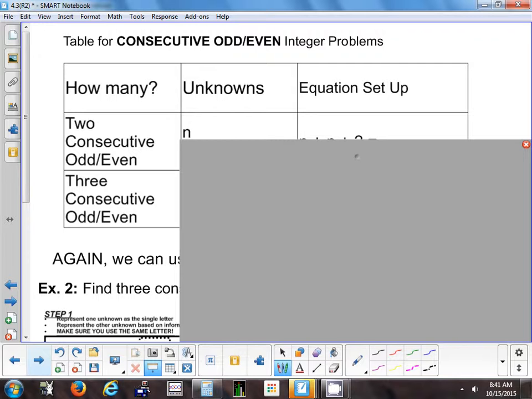Like Mr. Hager showed on that number line, he went from 2 to 4. How many did he add? 2. So how would you show that as an unknown? The first one's n. What would the next one be? How many are you adding? 2, right? N plus 2. There you go. Perfect.